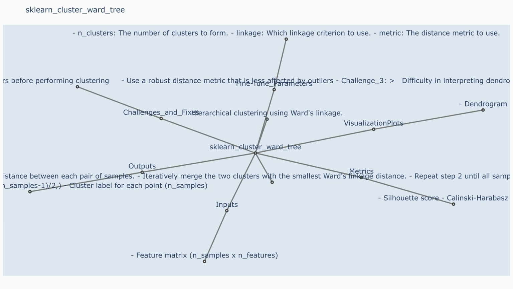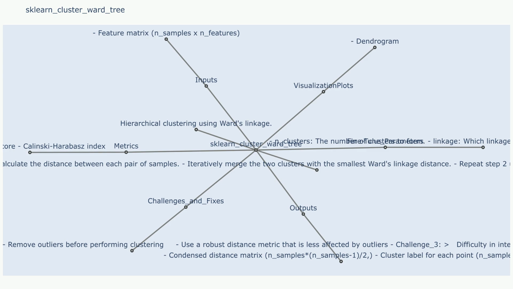sklearn.cluster.ward_tree. Description. The ward_tree function in scikit-learn's cluster module implements a hierarchical clustering algorithm based on Ward's method. This method aims to minimize the variance within each cluster as it iteratively merges clusters. It's particularly useful for datasets where the cluster structure isn't well defined or where the number of clusters is unknown.